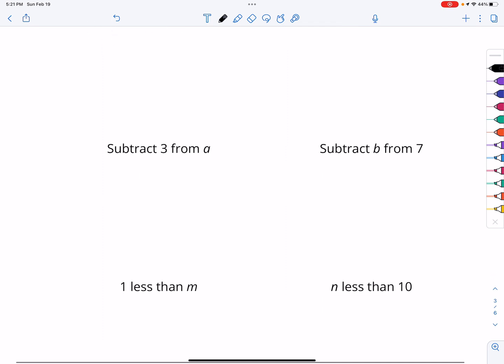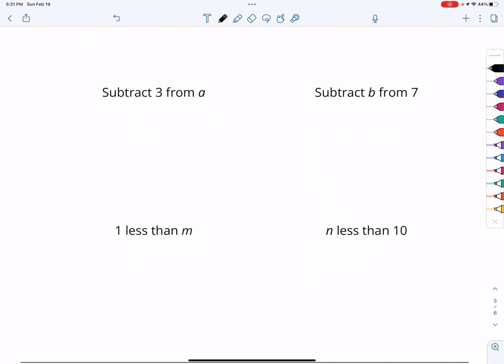Alright, so subtract 3 from A. Ooh, this is where it becomes really important. This language is really going to be pretty tricky, because when we looked up there at addition, we could flip-flop the order. But in subtraction, I don't think that's going to be the same. So to start out, subtract 3 from A.